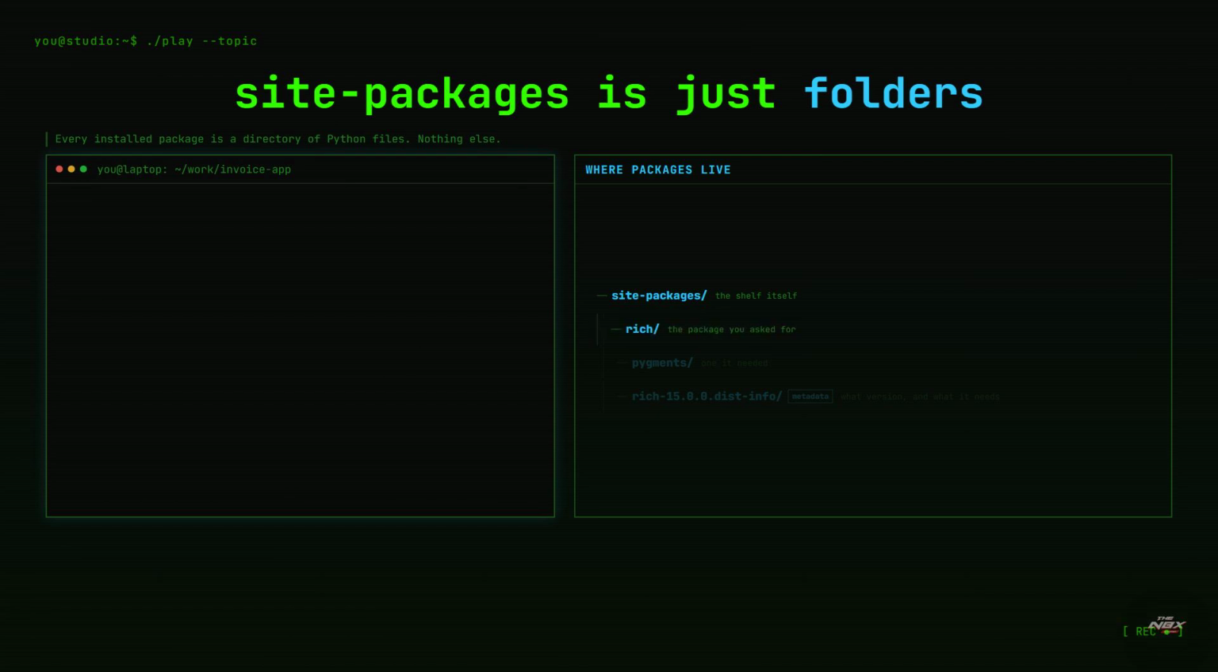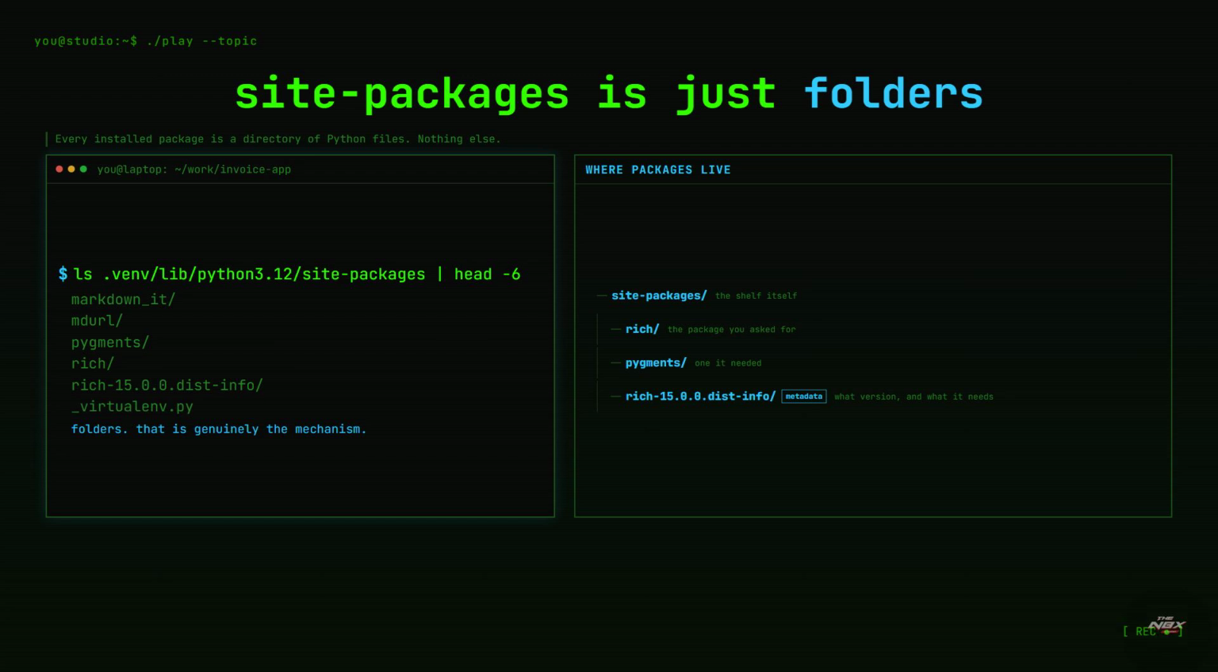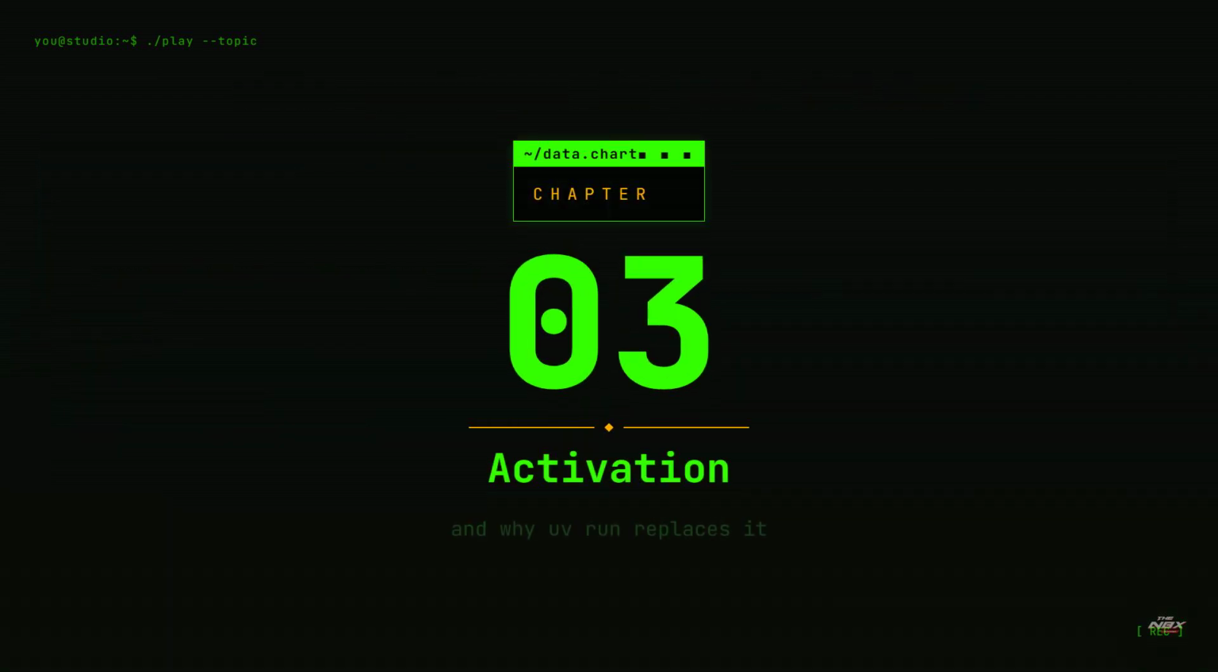Open site packages, and you find more folders. Rich is a folder. Pigments is a folder. There's no database, no index, no registry, only directories with Python files inside them. Which brings us to activation, and to why you have not typed it once in this whole course.